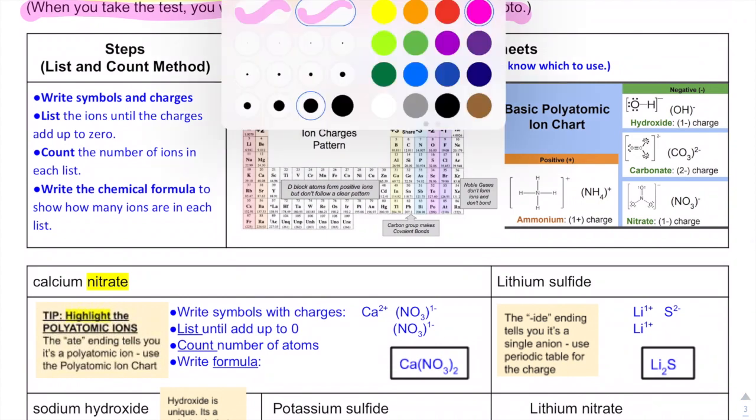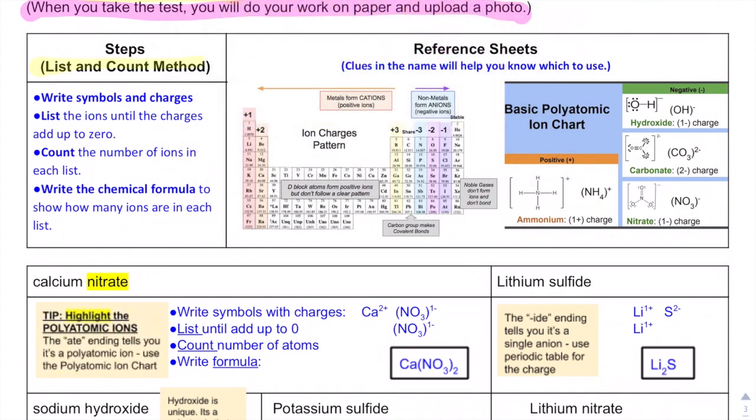So the steps here: the list and count method is the one we're going to use the most. Write symbols and the charges. So it means you're looking at a name, like the example down here, sodium hydroxide. So first you write the symbols and the charges, then list the ions until the charges add up to 0, then count the number of ions in each list, and write the chemical formula to show how many ions are in each list.